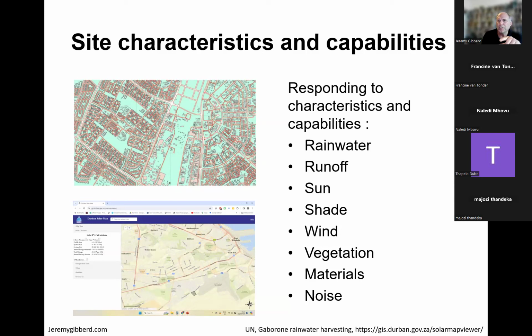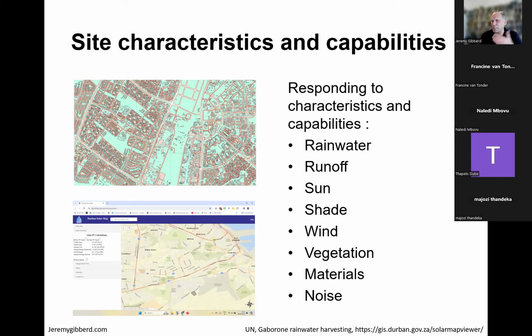So the top picture is Gaborone in Botswana. And this is a UN study that looked at rainwater capability within Gaborone in terms of using that rainwater for the city. The picture below is from Durban. And basically what you can do is you can find your site and it'll generate the potential of your site in terms of photovoltaic power. So what are the kilowatt hours, etc.